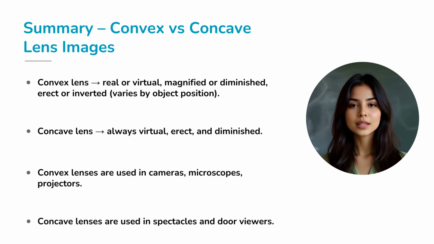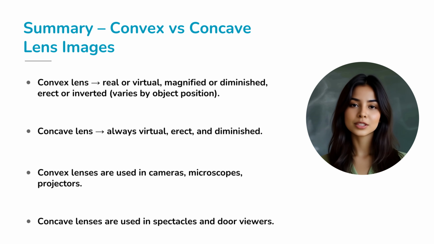Alright students, let's wrap it all up with a quick recap: the convex versus concave lens story. First, the convex lens. It's the flexible one. Depending on where the object is placed, it can give you images that are real or virtual, magnified or diminished, and erect or inverted. It's like a chameleon, always changing its style based on the situation.